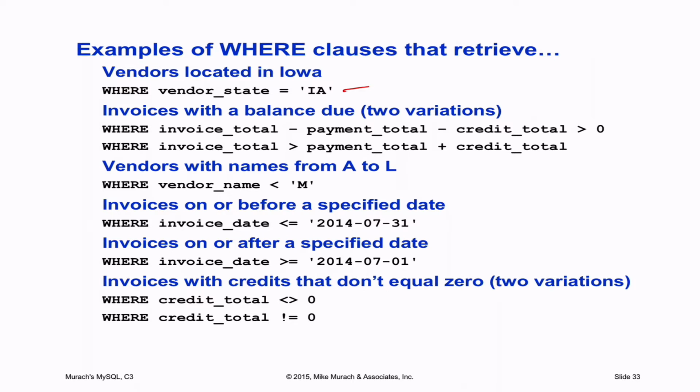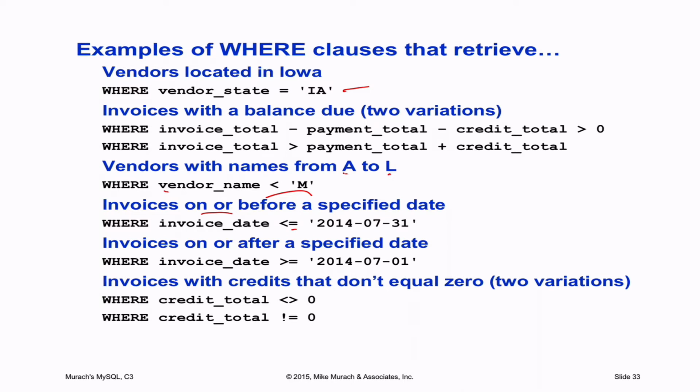If there are balance due invoices, we've got some examples here where we're applying some math. Vendors with names from A to L, so we're just doing where vendor name less than M. This is very efficient because we know that if it's from A to L, less than M is a very efficient way to write it rather than trying to do a long between A and greater than or equal to A and less than or equal to L. We could just easily summarize it with less than M. Invoices on or before, that's where we could use the less than or equal.